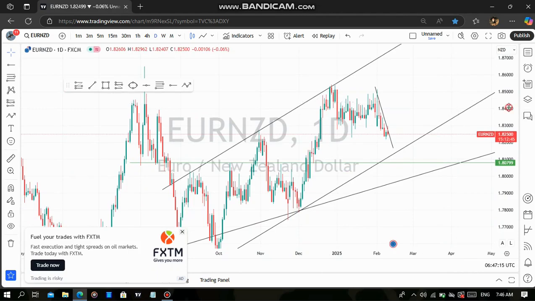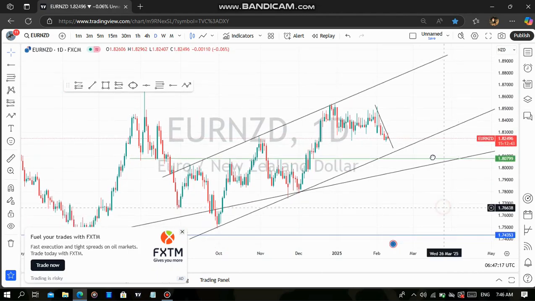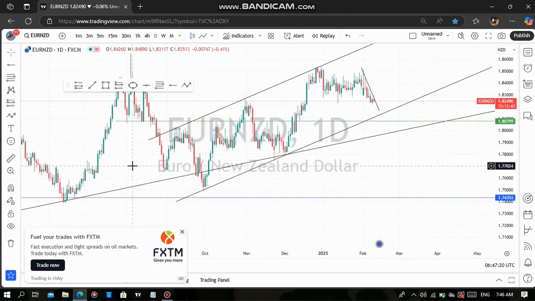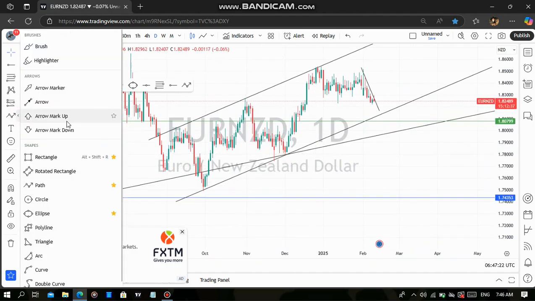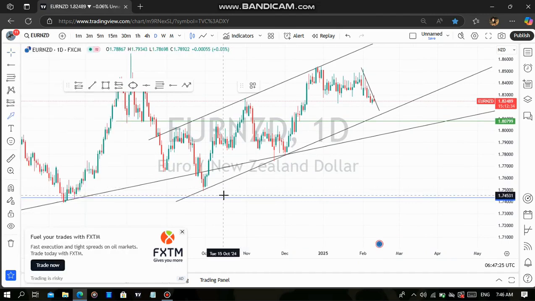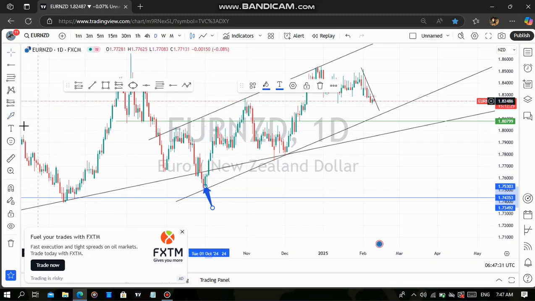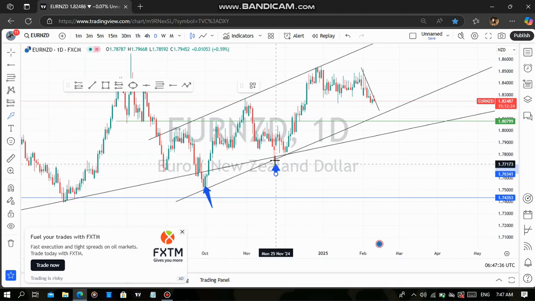On the daily time frame, you can see that we are on a bullish trend. Price has tested this trend line the first time, the second time too, and the third time.